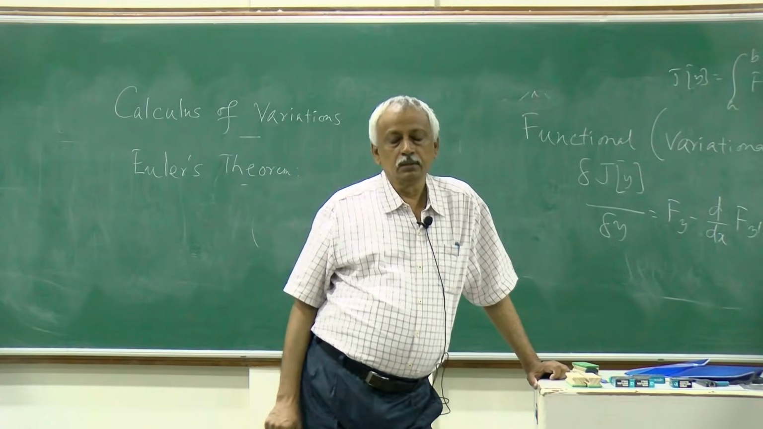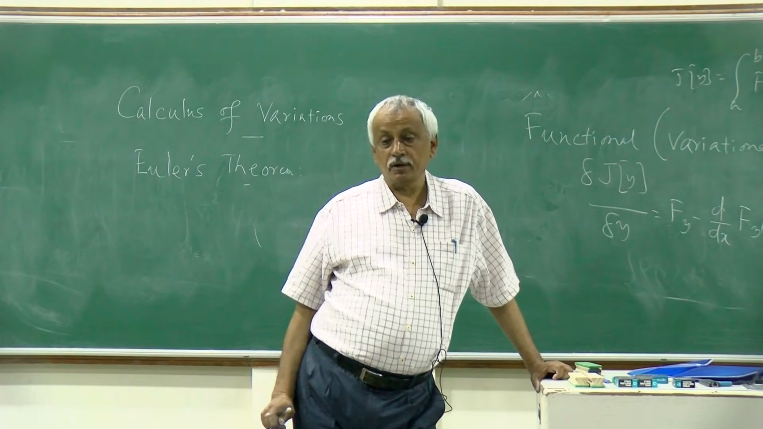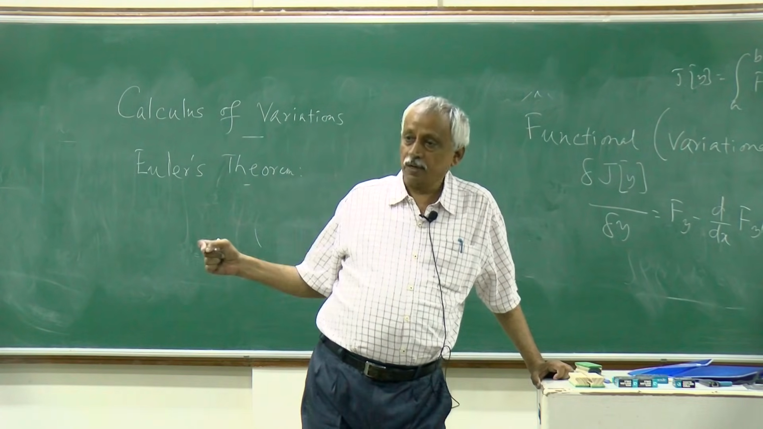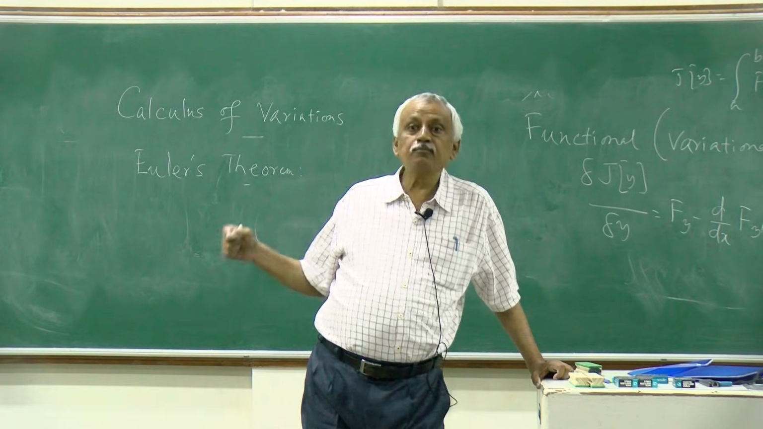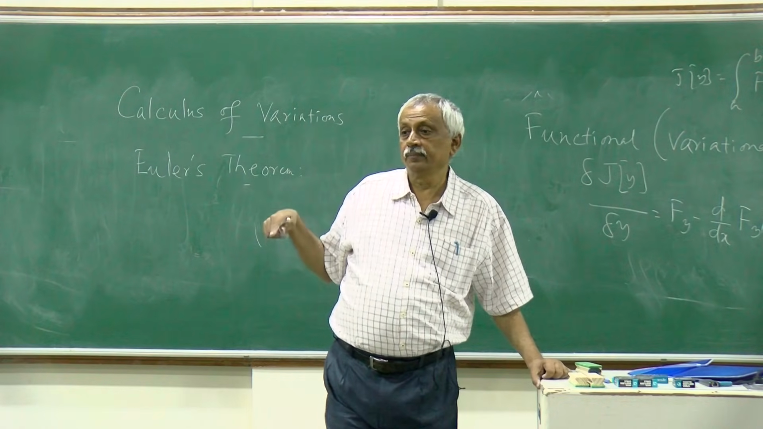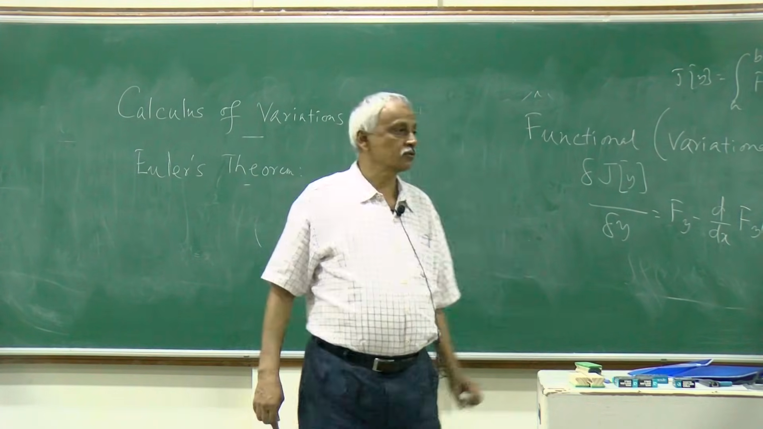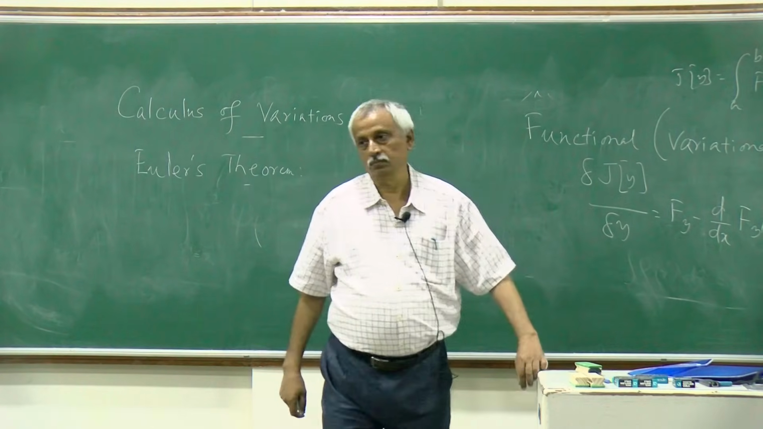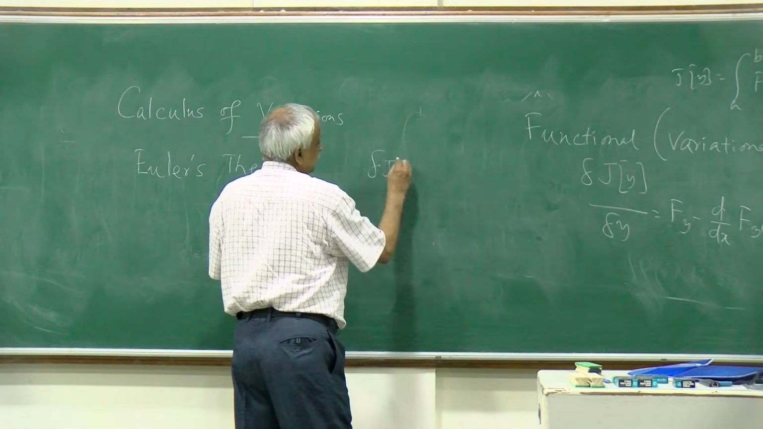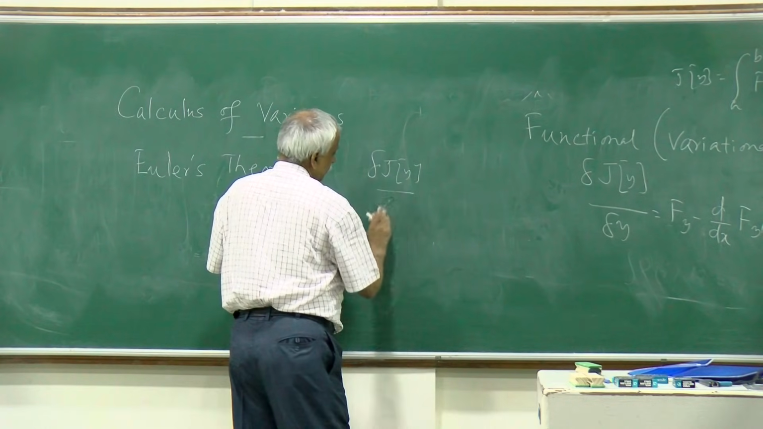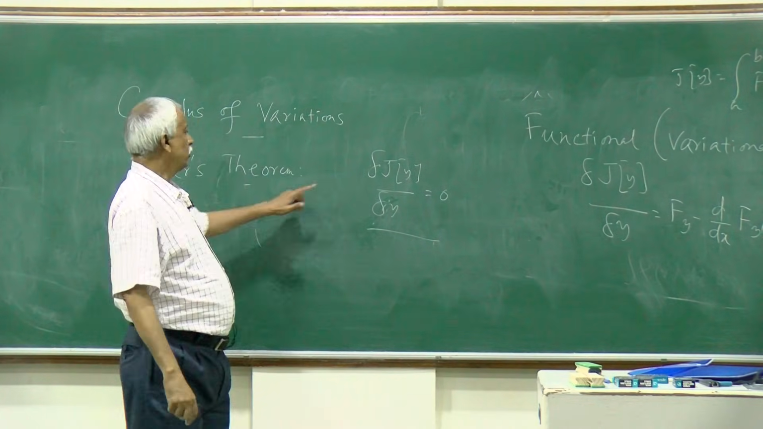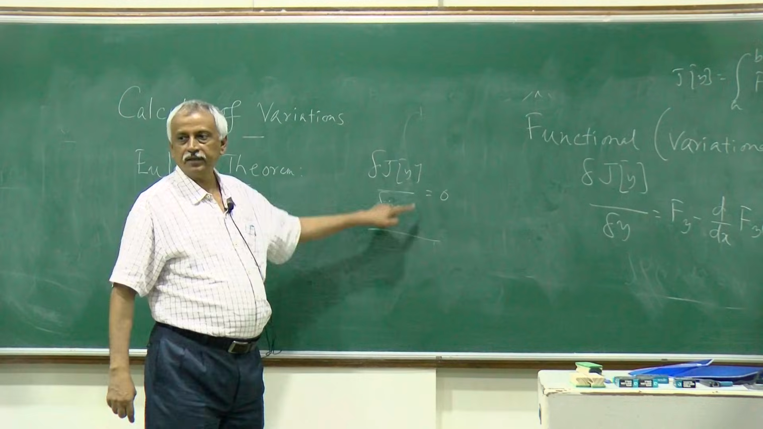So in this case, what is the necessary condition? Euler's theorem tells that the necessary condition for any functional J of y, for a given function y, to have an extremal value is that its functional derivative should be 0. Do you understand? That means delta J by delta y should be 0 is a necessary condition for J of y to have an extremum for a given y.